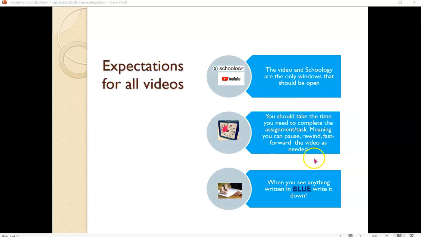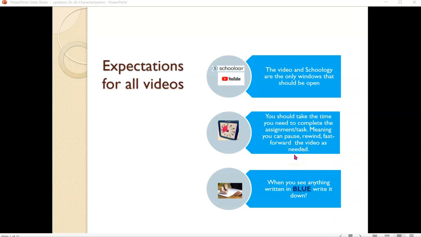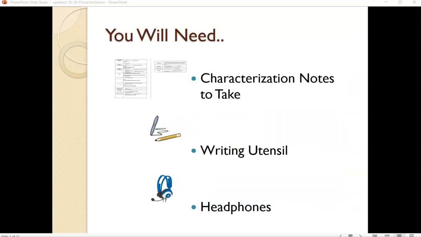Secondly, that you do want to take your time to complete this assignment and task and the notes. So, meaning you can pause, rewind, and fast forward at any time during this video. And lastly is that when you see anything written in blue, and it will be underlined, you want to write that down.